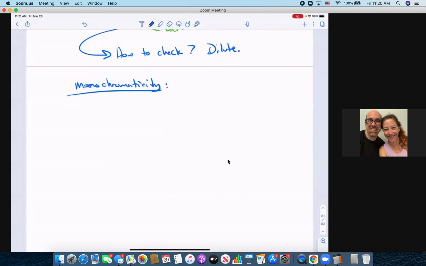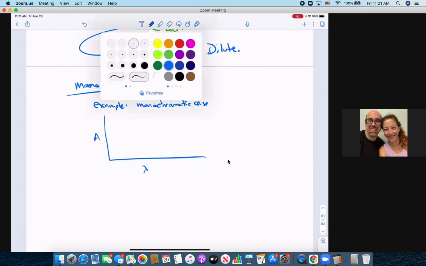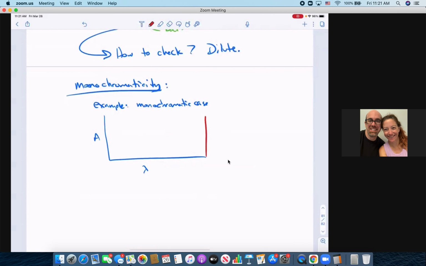Let's just say, for example, what I'll call a monochromatic case. I like to draw these out because it makes a lot of sense. I've got wavelength, and I've got absorbance in blue, and then in red, I've got just the intensity of my light source. Let's say I've got an LED, for example, and then I've got an absorbance band that looks like this.